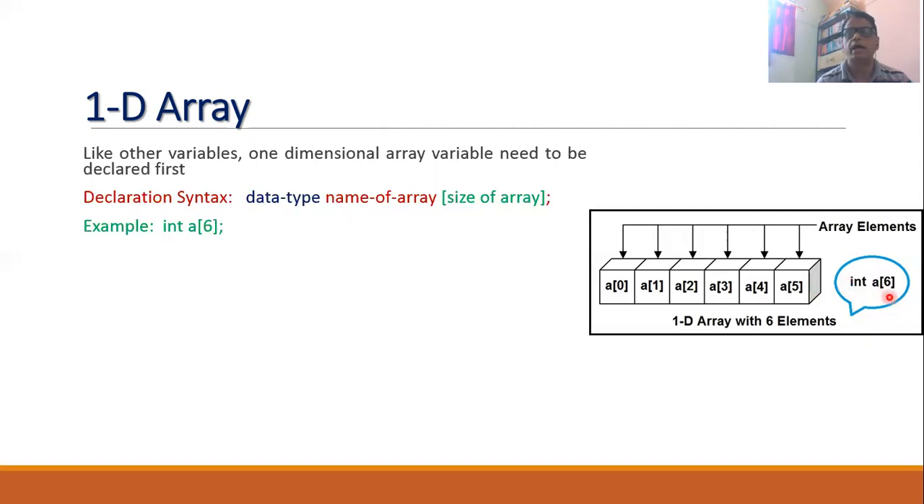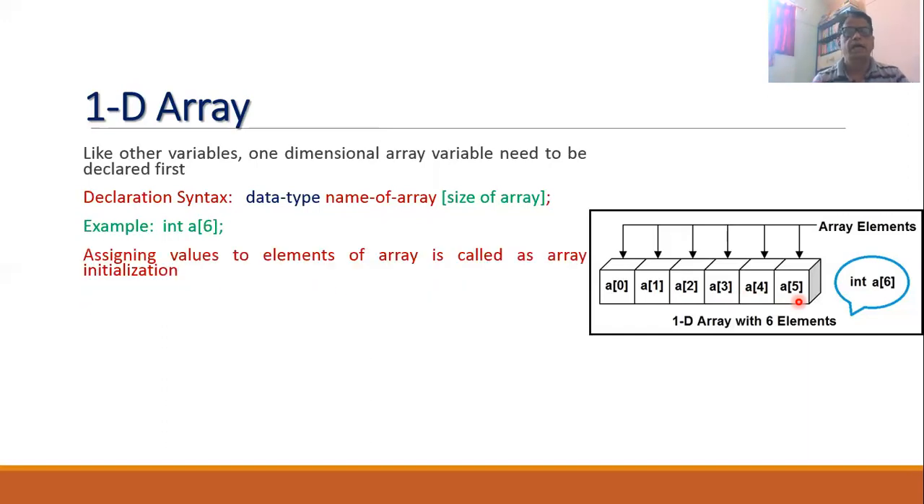This is a one-dimensional array A with 6 elements. So you will find that sequential memory locations will be reserved for this array. The first element is A[0]. So this is the index. 0 indicates the position of the element. Normally it starts with 0. A[1] will be the second element. A[2] will be the third element. A[3] will be the fourth element. A[4] will be the fifth element, and the last element of the array will be A[5].